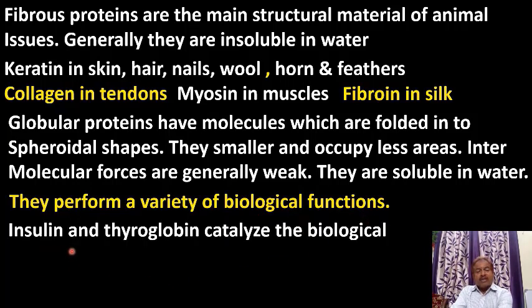For example, insulin and thyroglobulin catalyze the biological reactions. Some globular proteins regulate the biological reactions. For example, insulin controls the blood sugar. Some globular proteins act as antibodies. Antibodies means they protect the body from ailments like fever, etc.